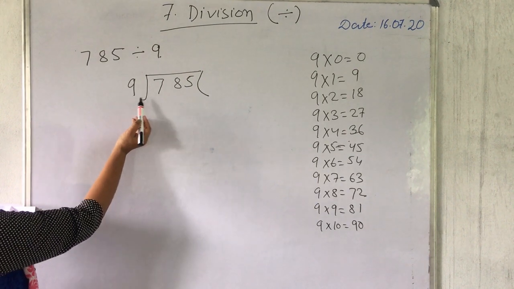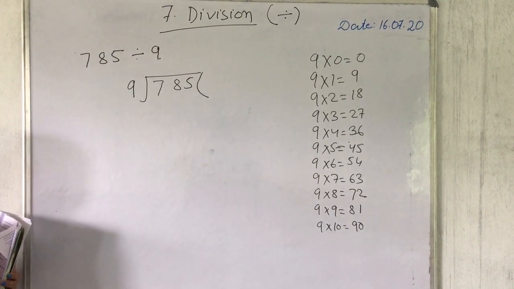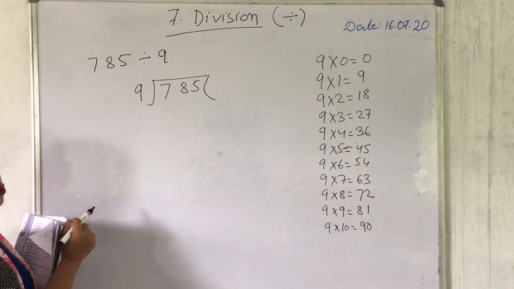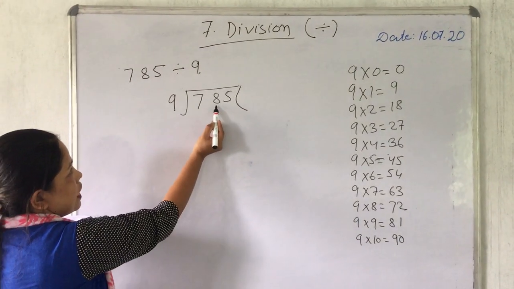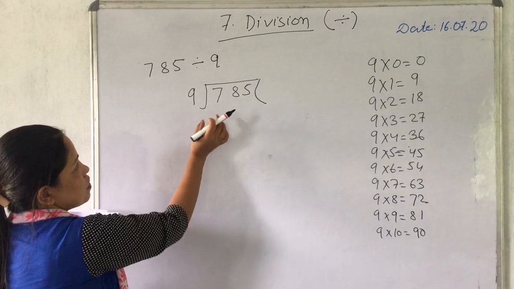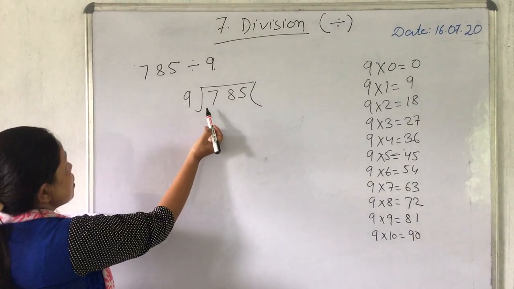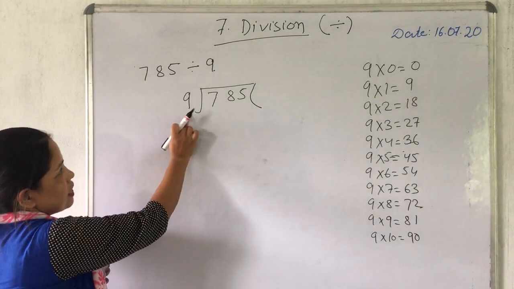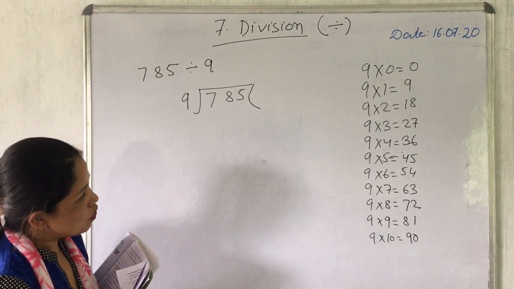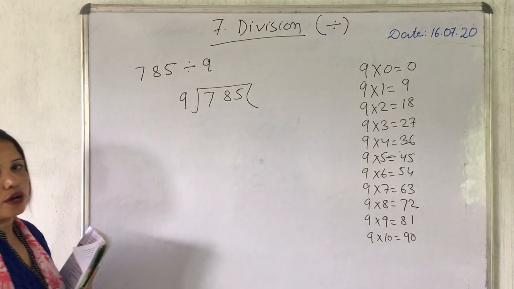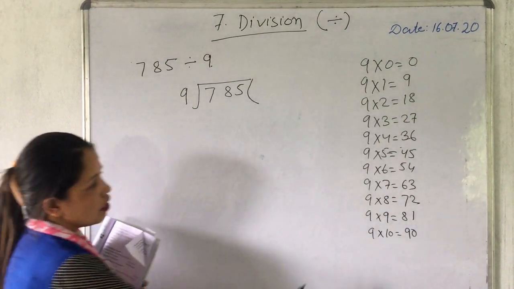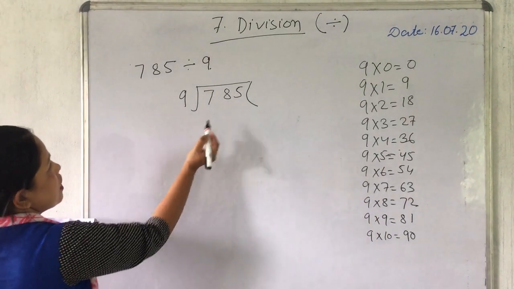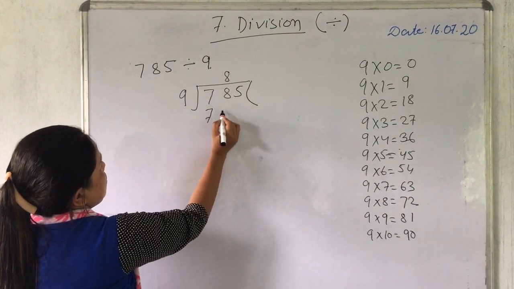Now here is 9. Here the first digit is 7. That means 7 is smaller than 9, isn't it? We can't divide. So we have to take 2 digits. Next digit is 8. So look here. Next is 7, 8 is 78. Okay children. So in 9 table does 78 come? No, isn't it? So you have to choose the number which is less than 78. So here which one is less? 72, isn't it? So in 9 table 9 eights are 72.